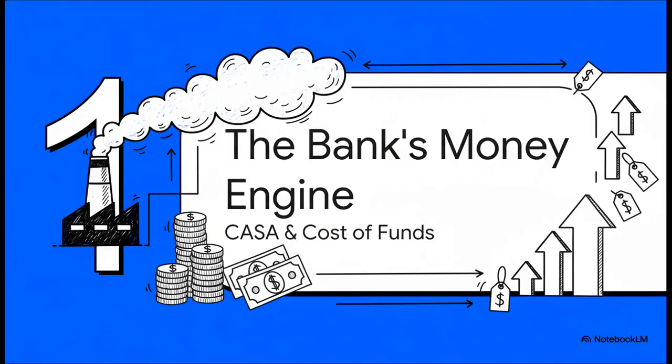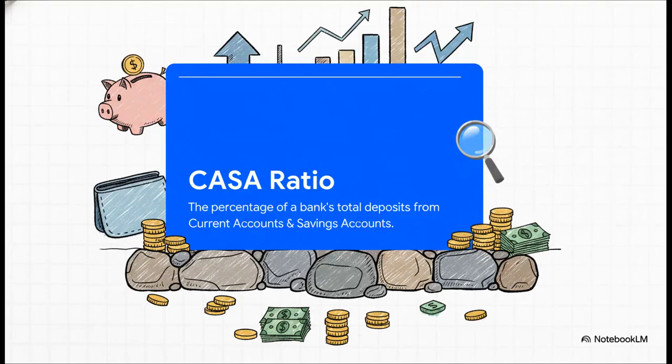Okay, first things first. We've got to understand a bank's money engine. At its core, a bank's business is super simple. It takes in money, and then it lends that money out. So the most basic question is, where does it get its cash? And more importantly, how much is it costing them? And that brings us to our very first tool in the toolkit, the CASA ratio.